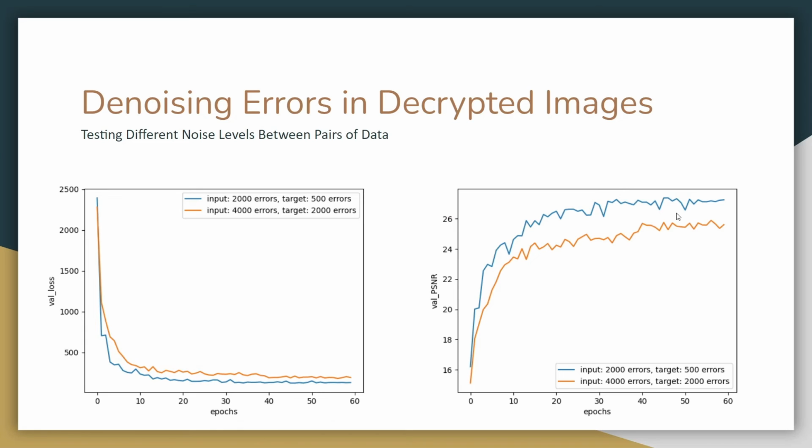And then testing with different noise levels between pairs of data, we see that, as expected, if there is less noise in the original image and the target image, you get a higher PSNR value and a lower loss overall, which is to be expected.